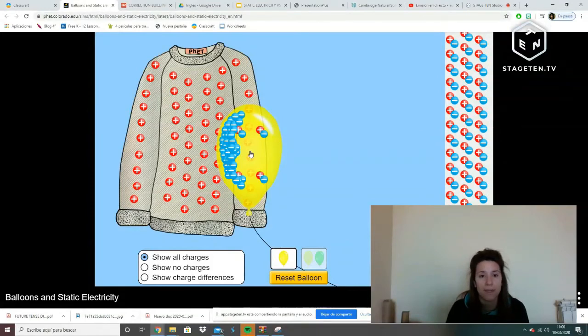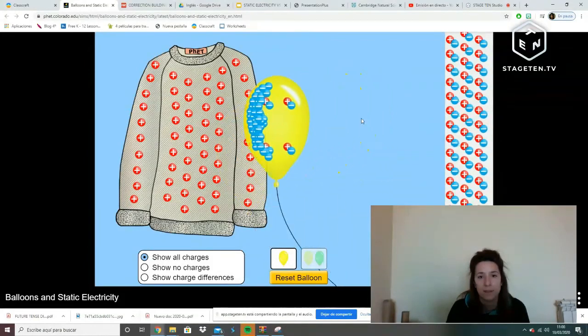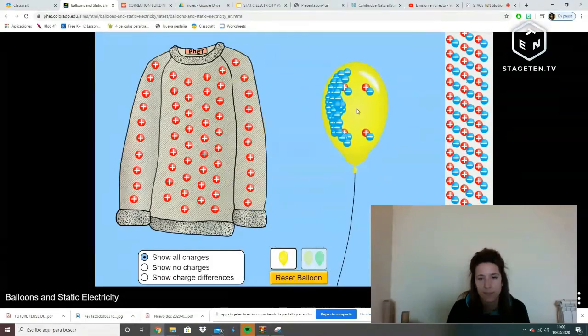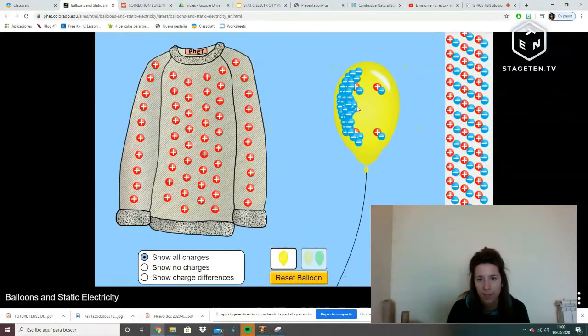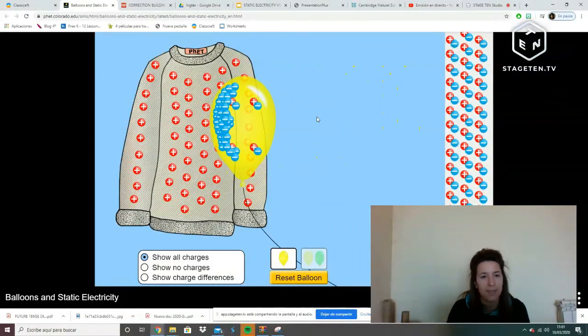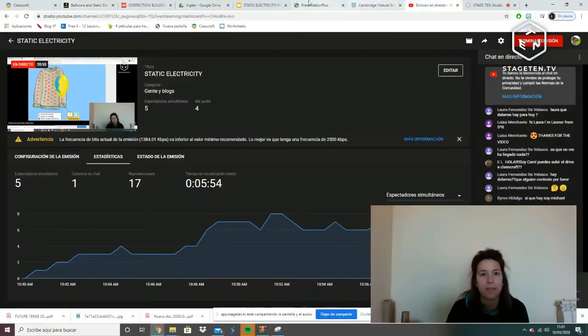And we're going to observe now that the balloon doesn't stay in its initial position. It is attracted by the jumper because remember that different charges attract each other.